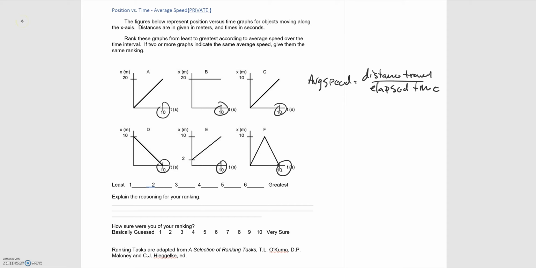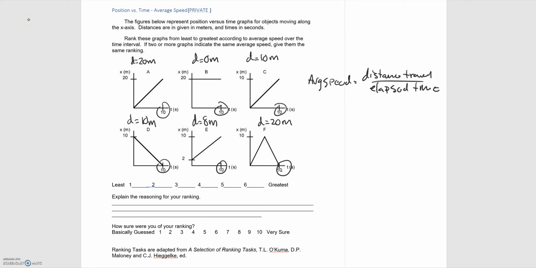Calling the distance traveled d, we have for A, d is equal to 20 meters. For B, d is equal to 0 meters because we're stationary. For C, d is equal to 10 meters. For D, we have going from 10 to 0, so d is equal to 10 meters. For E, we're going from 2 to 10 meters, so d is equal to 8 meters. And for F, we're going from 0 to 10, so that's 10 meters, and then 10 back to 0, so that is another 10 meters, so d is equal to 20 meters.